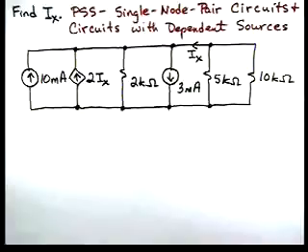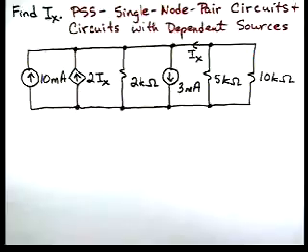Okay, for this problem, the task is to find the current Ix. We can see where the current Ix is labeled in the circuit. This is a single node pair circuit. So we're going to use the problem solving strategy for single node pair circuits and the problem solving strategy for circuits with dependent sources.